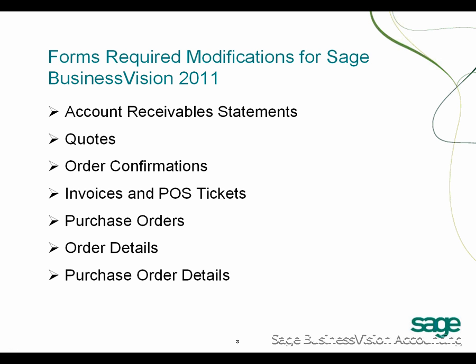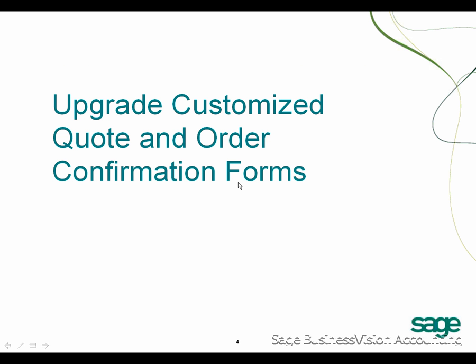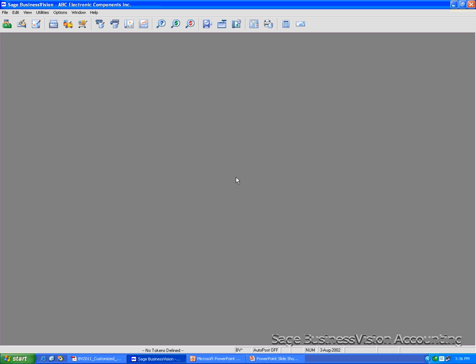Here are the forms that will require modifications to work with Sage BusinessVision 2011: account receivable statements, quotes, order confirmations, invoices, POS tickets, purchase orders, order details, and purchase order details. This video will show you how to upgrade customized quote and order confirmation forms. I'm going to use ABC Electronic Components for my demonstration.